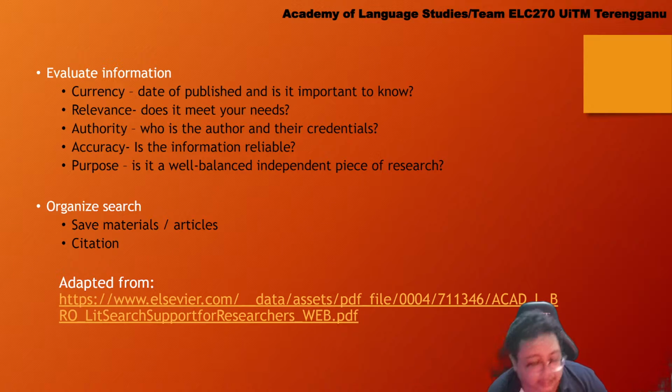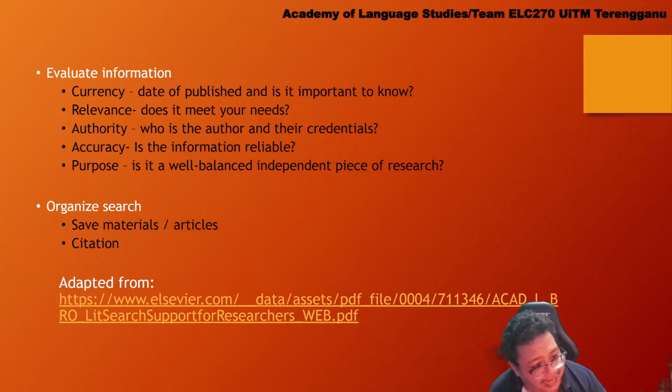Now we look at relevance. Does it meet your needs? Does the article meet your needs? Is the article able to help you answer the issue, the solution, or the recommendation? You have to evaluate it. Then the authority. Who is the author and what are their credentials? Who wrote those articles? Who wrote those books? Are they credible? Are they reliable? Are they well known? So you have to evaluate it.